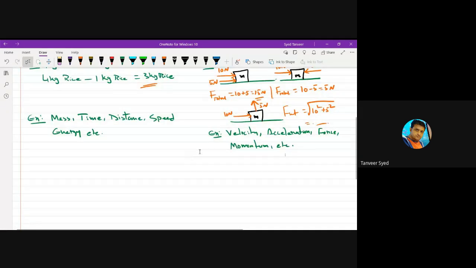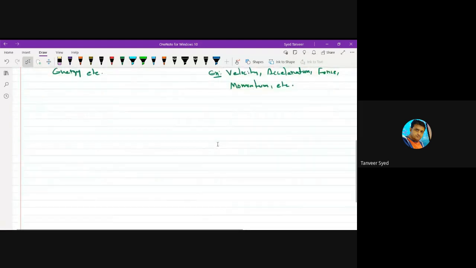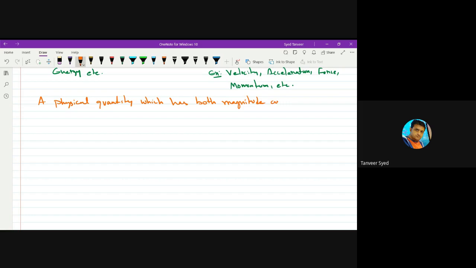Now, after understanding these basic differences between vector and scalar quantities, if you take a complete description of a vector quantity, it can be defined like this. A physical quantity which has both magnitude and direction.